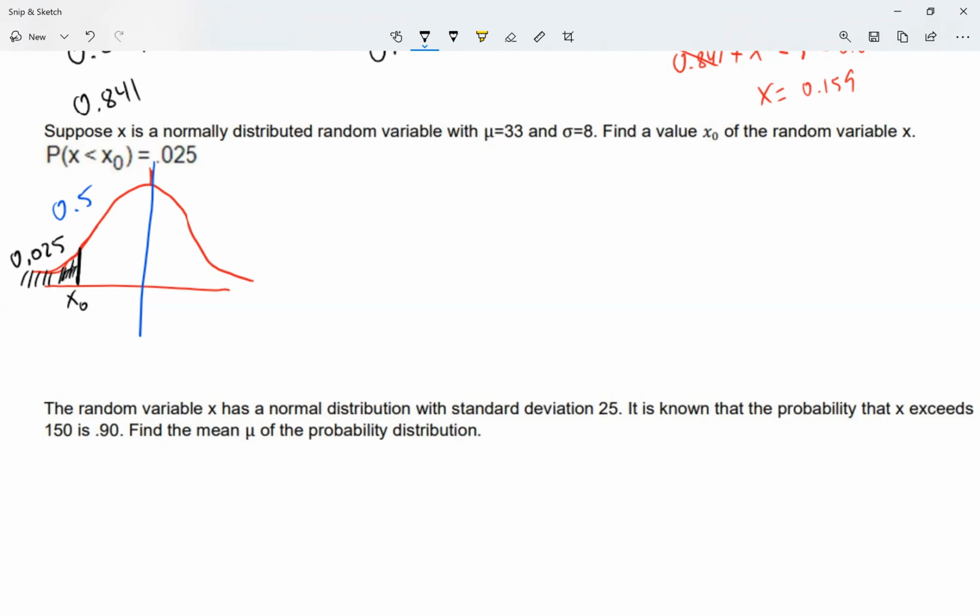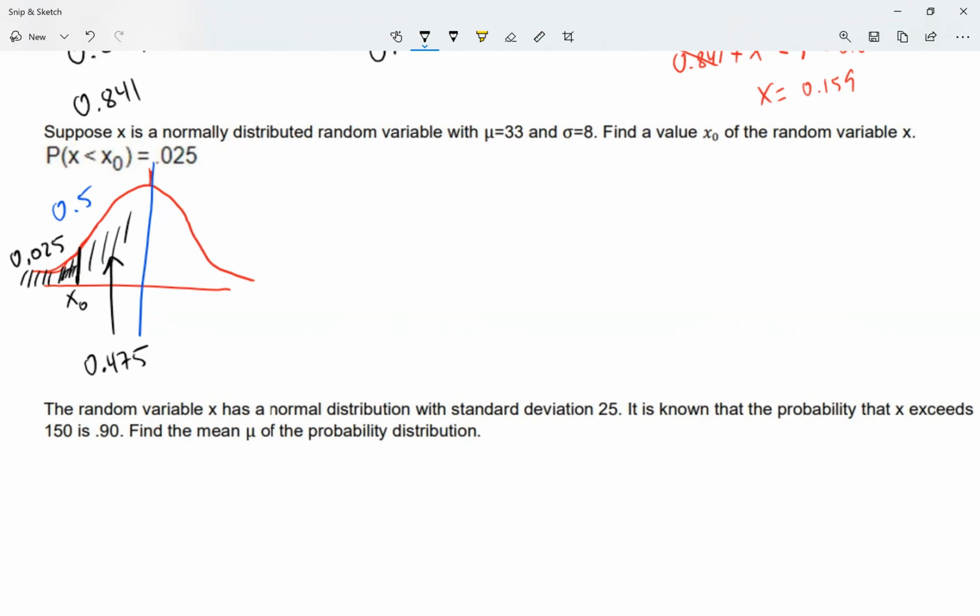So that means that I want this other area to be 0.475. Huh. Where did I get that number from? Well, I know those two areas combined is 0.5, right? So I just went 0.5 minus 0.025, and that's how I got 0.475.